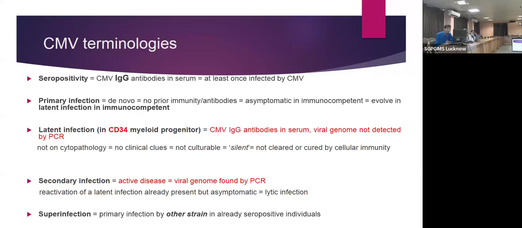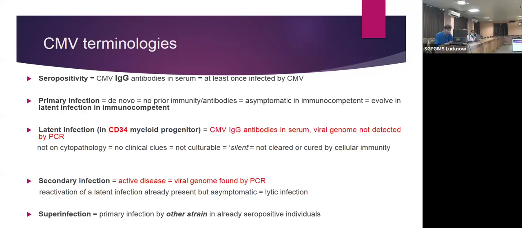Secondary infection means the primary infection becoming active, meaning that this latent or dormant CMV virus now starts replicating, whether in the immunocompetent or the immunocompromised. There are various factors responsible for this transition from latent to secondary. In the secondary infection, where the virus is actively replicating, you can detect the viral genome by PCR.